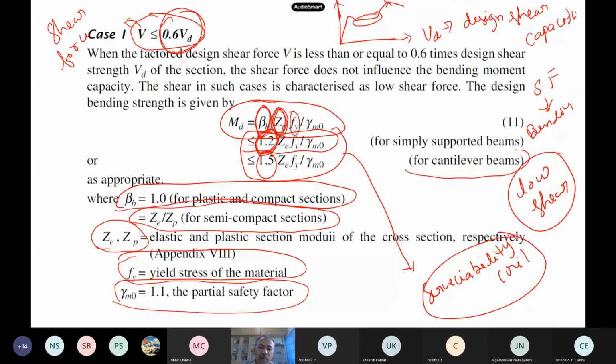And of course, if it is a cantilever beam, then our requirement turns out to be 1.5 itself. So that is how the design bending capacity of the beam can be estimated from this simple formula, provided your applied shear force is less than 0.6 times VD, that is the design shear capacity of your beam. So how does this 0.6 come? Where does this 0.6 come from? Just now I explained it. 0.6 represents 1/√3. So that is how it comes. So this is a low shear.